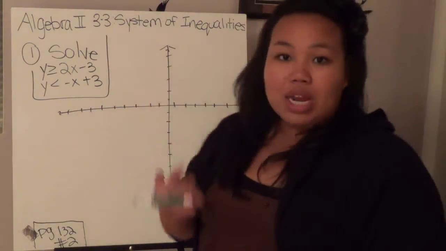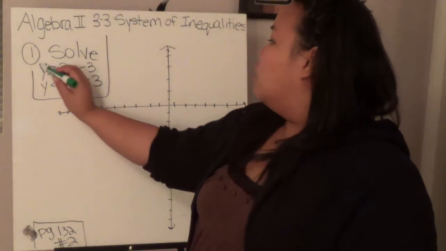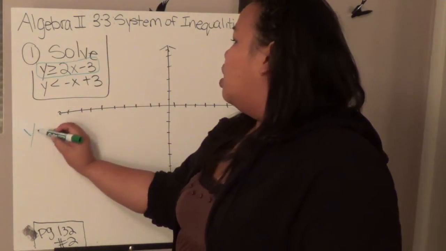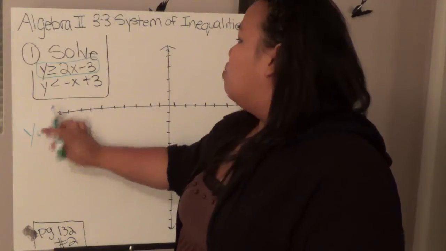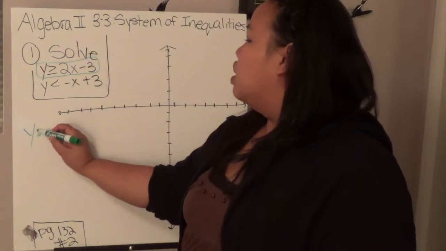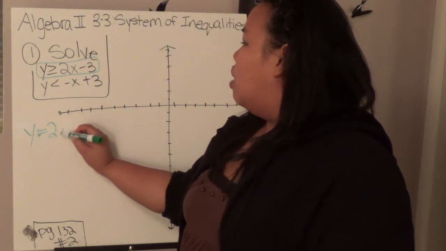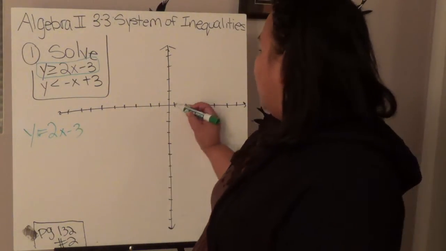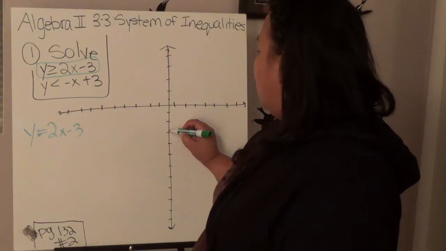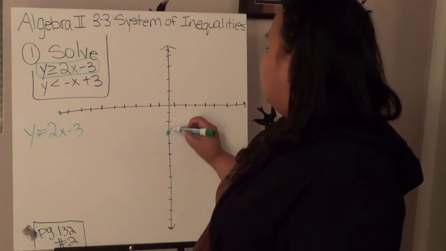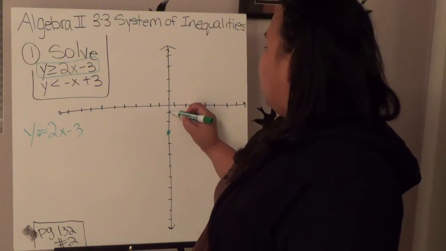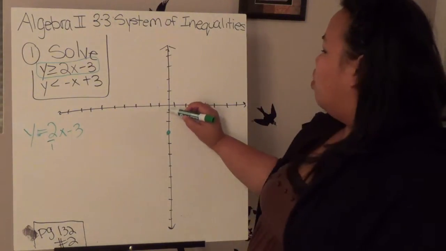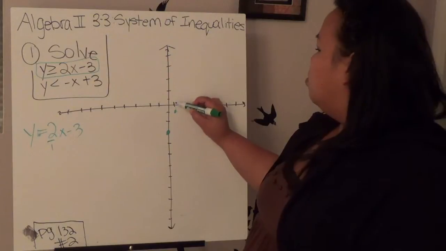So we just take it one at a time. I'm going to color code it. We're going to do this one in green. So the first one is y equals, because we're going to change it into an equal sign so we can graph it, 2x minus 3, okay? So we're going to start at negative 3, 1, 2, 3, and then we're going to go up 2 over 1, right? Because this is 2 over 1. Up 2 over 1, up 2 over 1.